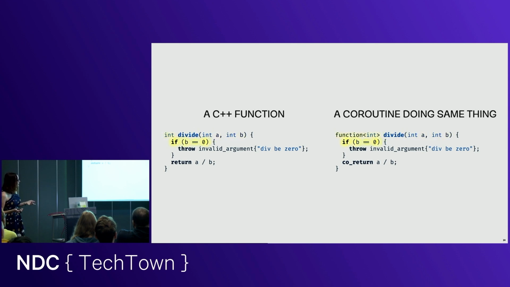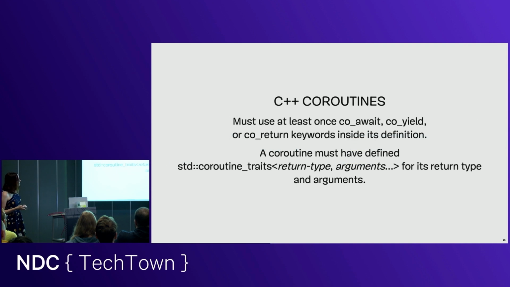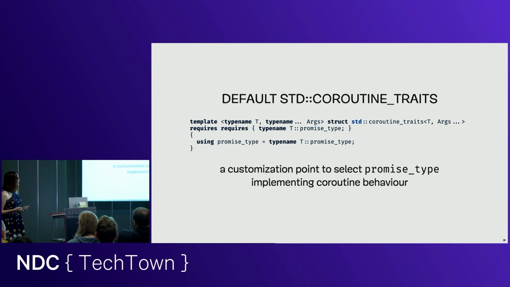Either way, yes, I do have an error check, because you can provide minus numeric_limits min for int, and it will throw an exception, and at the end it will divide the numbers and return. If you use the keywords co_await, co_yield, or co_return, your function is now a coroutine. But a coroutine must also have coroutine_traits defined for your return type and arguments. But usually you don't need to specialize this template, because this template is created for you by default.